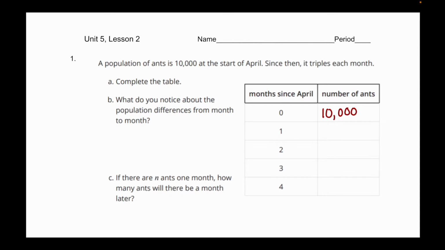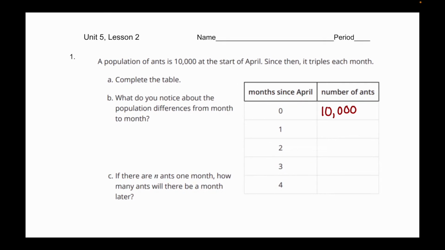Definitely use a calculator for this assignment if you want to. I suggest it. I'm going to use a calculator just to make sure that I'm doing all of this correctly. If we take 10,000 and multiply it by 3, that first one is probably pretty easy. We're going to get 30,000. And then if we multiply that by 3 again, we are going to get 90,000.